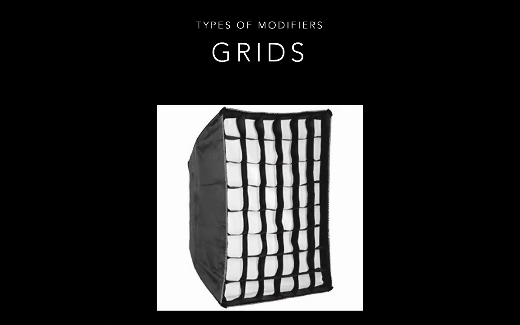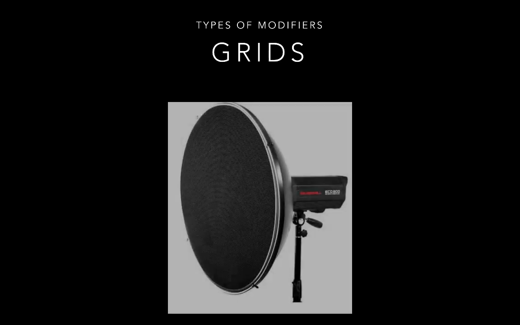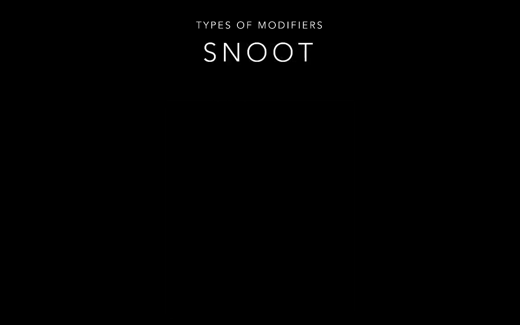Grids. We talked a little bit about grids before. Grids are anything that uses this grid pattern to focus light. It is probably the best way to control light. Most photographers love grids. That was a gridded softbox. This is a gridded beauty dish. Very popular way to use a beauty dish.